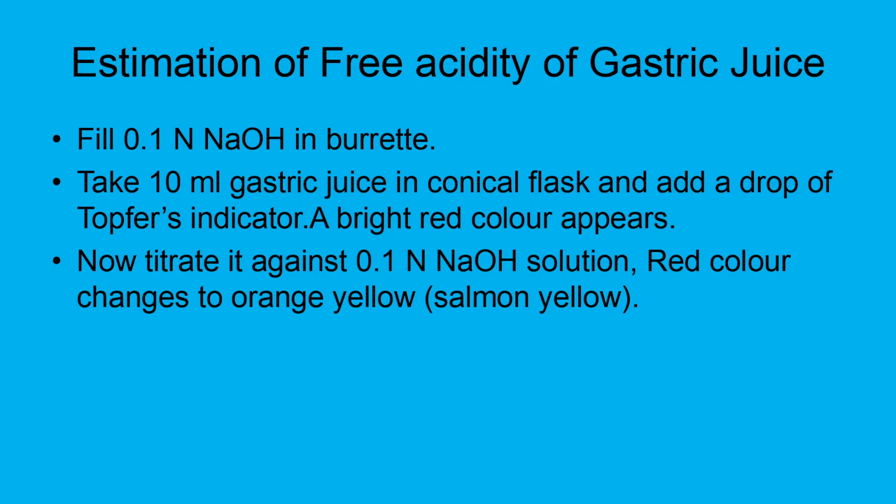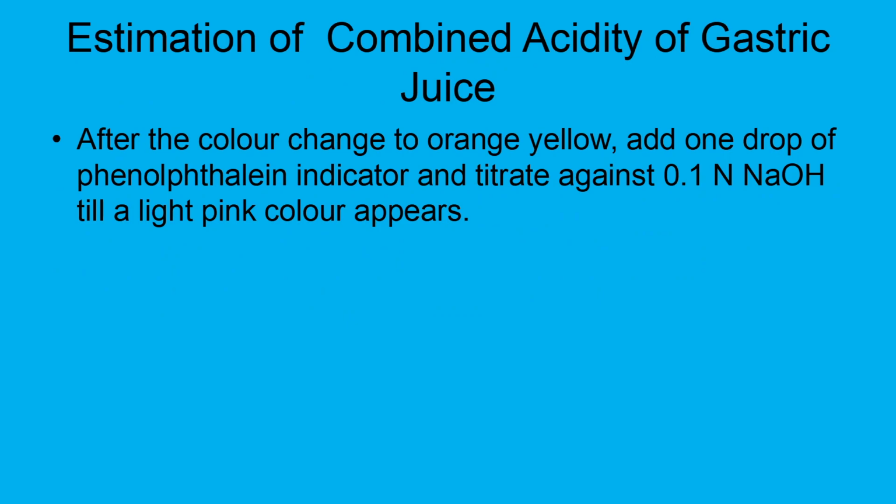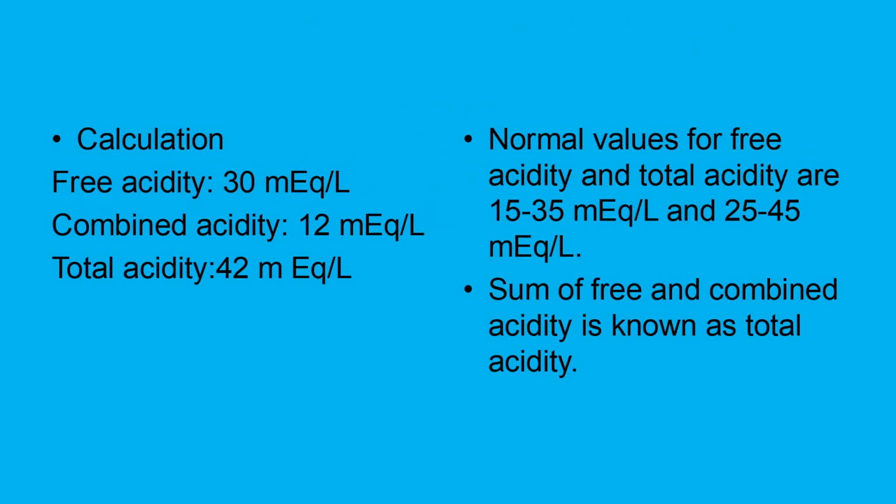Then you have to go for the determination of combined acidity, the next titration. Now the bright red has turned into orange yellow after the first titration. In that solution, add 1 drop of phenolphthalein indicator in the conical flask and titrate against sodium hydroxide till a faint pink color appears. That will be the end point. Till the color changes into a pink color, that will be the second end point. Again note down the value, do the calculation and check the values for free acidity and combined acidity.